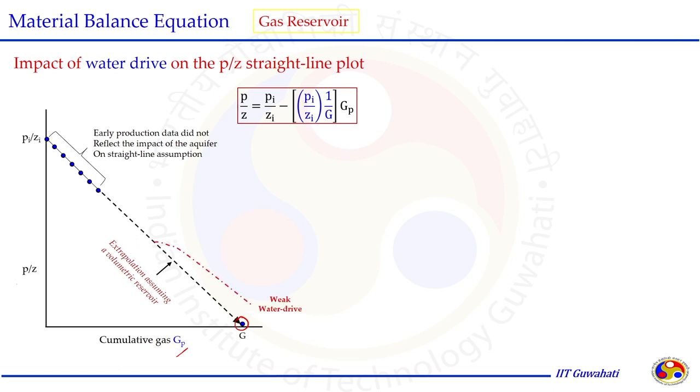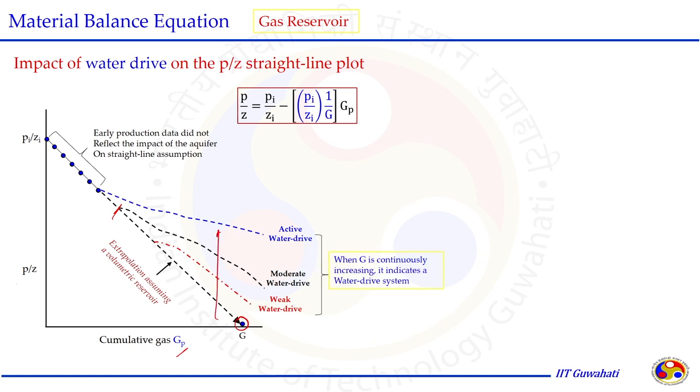But if there is any deviation in this extrapolation when we are collecting more data over time with respect to cumulative gas, if the deviation is not much, we can consider that a water drive is present, but it is weak. When deviation starts at a very early stage and deviates more, we can say moderate water drive. And when at the early stage itself we start getting the deviation from this straight line, we can say an active water drive is present, and the deviation is also more in that case. So when G is continuously increasing, it indicates a water drive system is present in the gas reservoir.